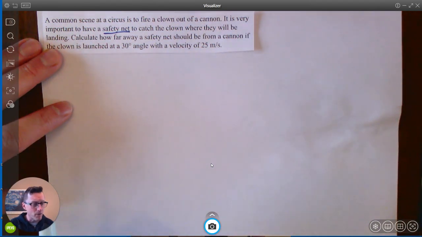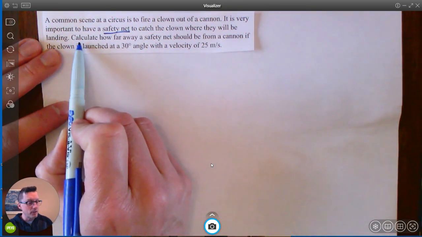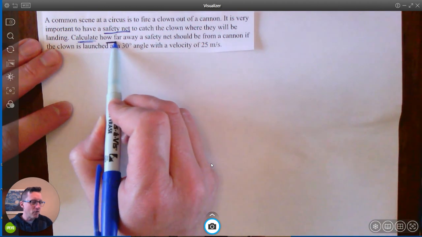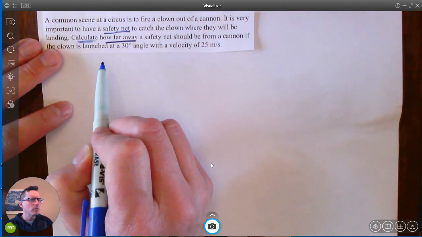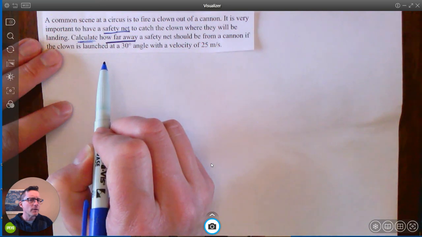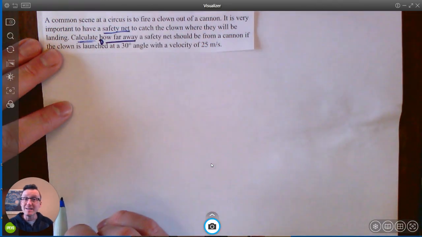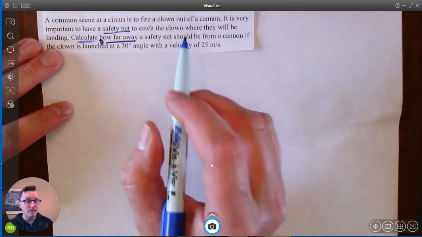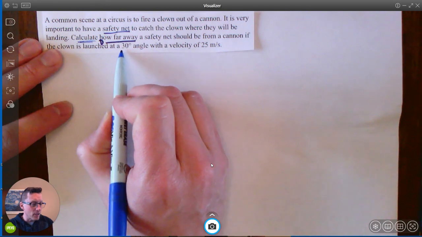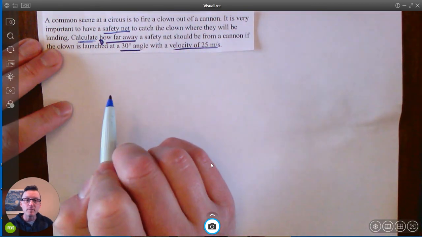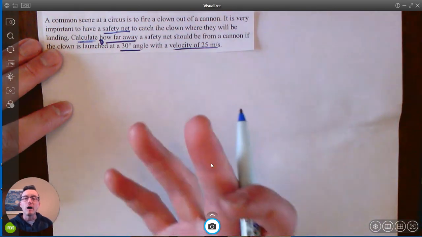fired at. So our question here is: calculate, that's your command word, how far away? Well, what type of thing are we looking for there? We are looking for a distance. So how far away should a safety net be if the clown is launched at a 30 degree angle with a velocity of 25 meters per second? So how do we do that?